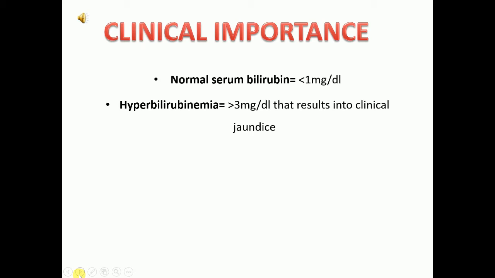Next comes the clinical importance. Normal serum bilirubin is less than 1 milligram per deciliter, and when it exceeds 3 milligrams per deciliter, the condition is called hyperbilirubinemia, and the clinical condition is jaundice.